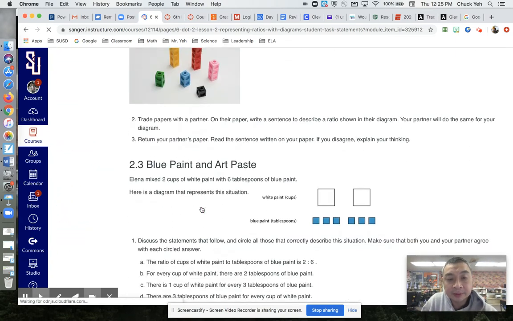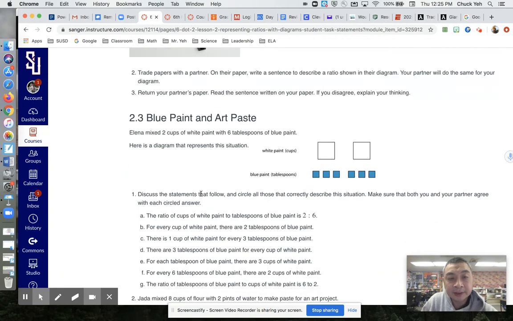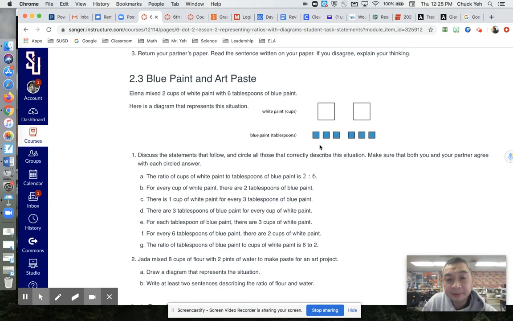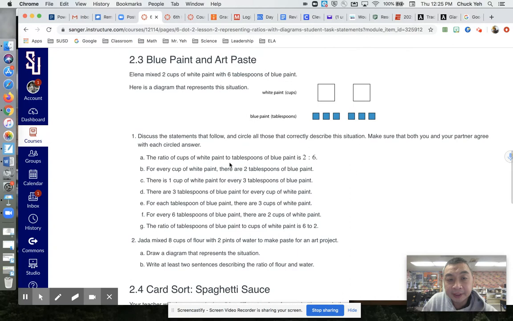Okay, so 2.3. Elena mixed 2 cups of white paint with 6 tablespoons of blue paint. Here's the diagram that represents this situation. So 2 cups of white paint, 6 tablespoons of blue paint. So for number 1, out of these 7 statements, 5 of them are true. All right? You're going to write this in your notebook. Write the true statements in your notebook.